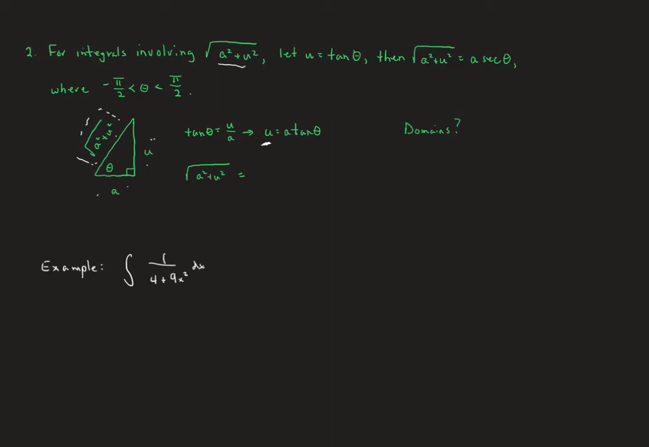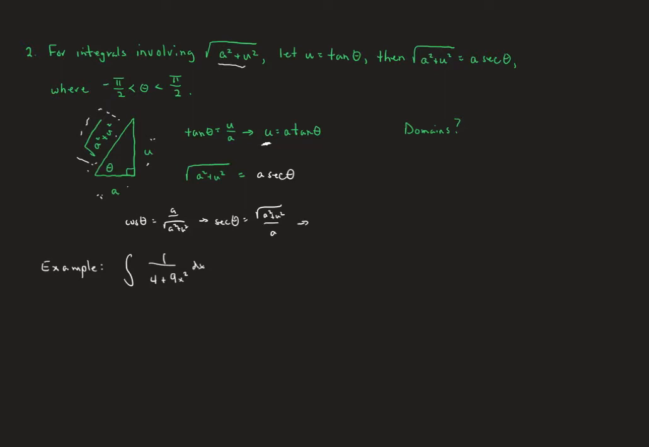Then we can see that the square root of a squared plus u squared, we want to partner up with the constant, not with the thing that's got an x in it. So we can see that cosine of theta would be the a over the square root of a squared plus u squared, which means that secant theta would be the square root of a squared plus u squared over a, and then we can multiply that constant over, and so we'll get that our radical will be represented by a secant theta.